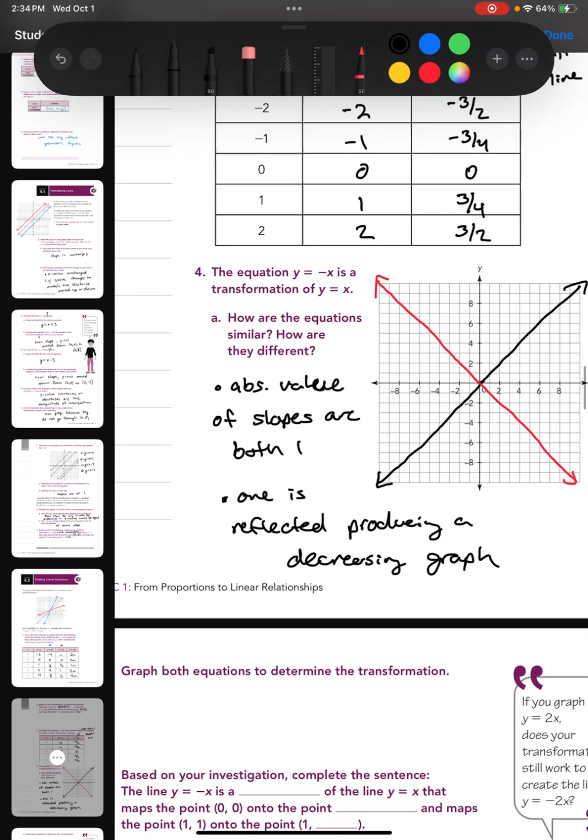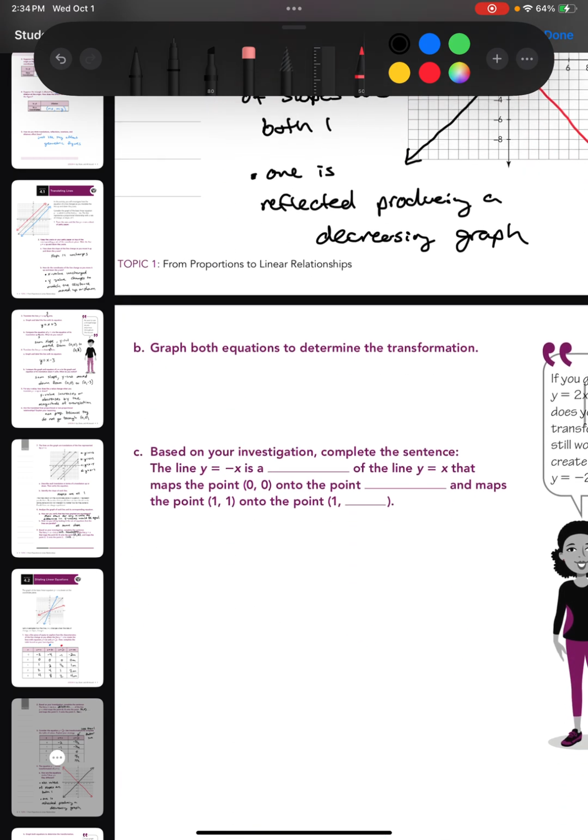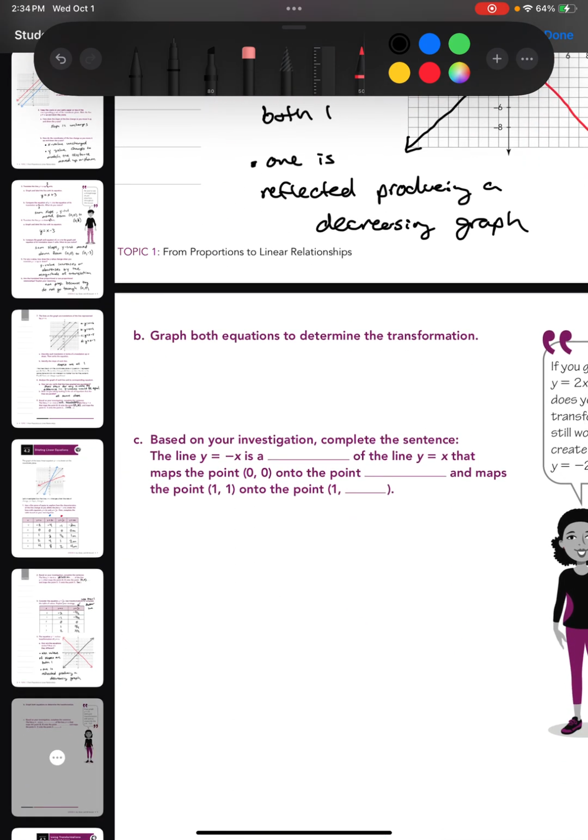So we graphed both the equations already. If we want to make a statement based on that investigation, completing this sentence: y equals negative x is a reflection of the line y equals x that maps the point (0, 0) to still (0, 0). We're not shifting up or down. It maps the point (1, 1) onto (1, -1). It flips it and reflects it across the x-axis.